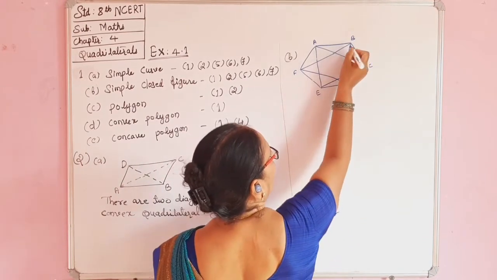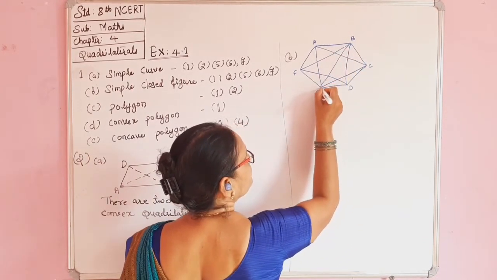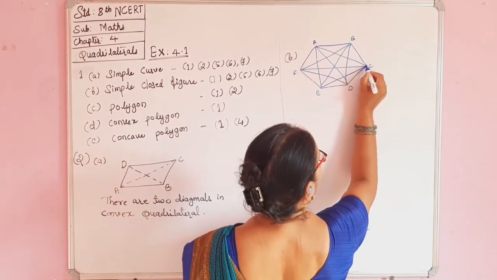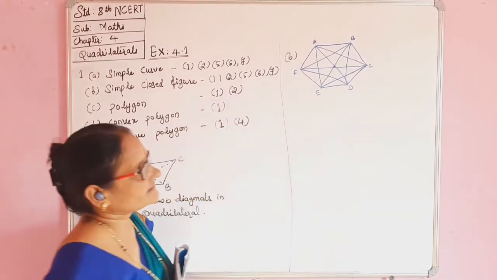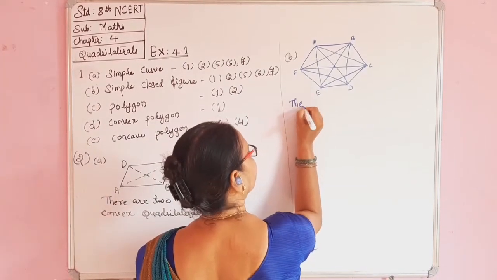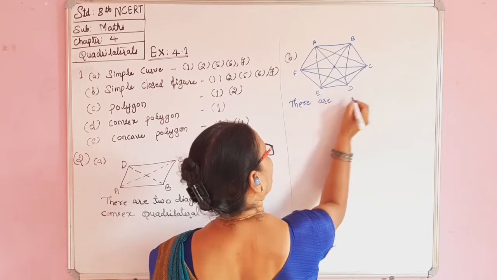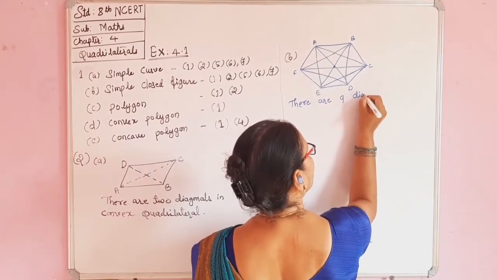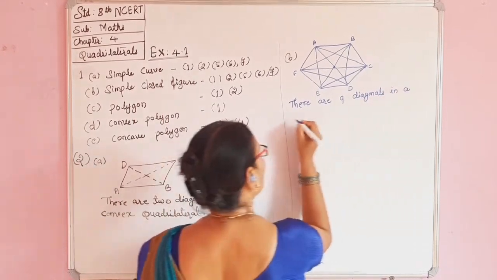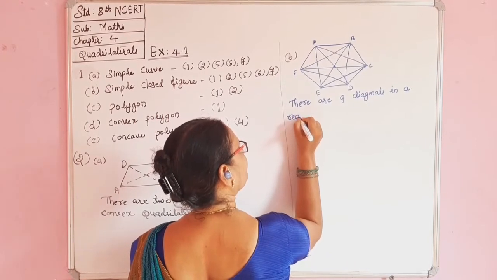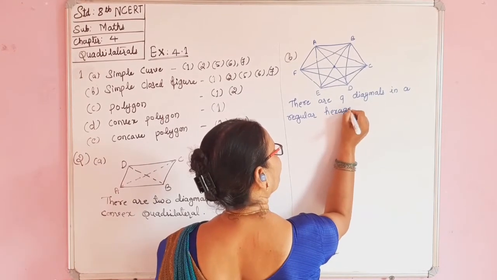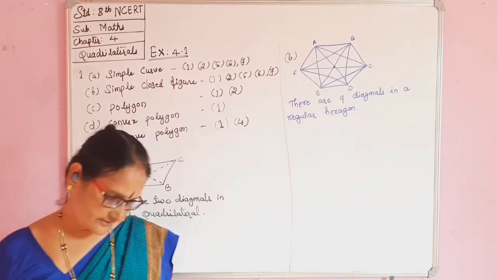Okay, 6. Now one more. 7, 8, 9. Like this, 9 vertices. Sorry, 9 diagonals we will get. There are 9 diagonals in a regular hexagon. I hope you understood this one, how it is.